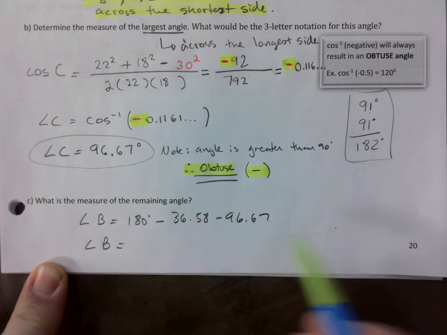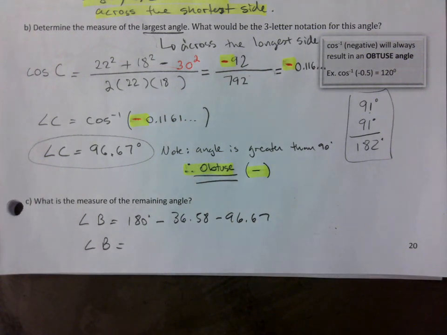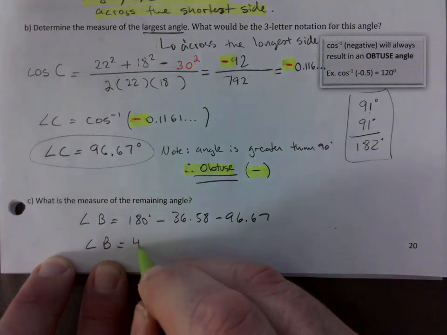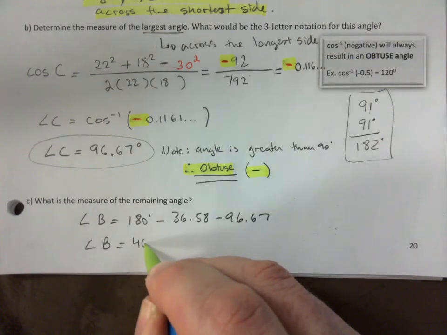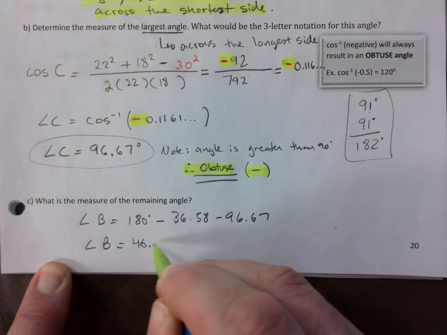So if you subtract all of this, you get, and I'm off my key here, we get 46.75.